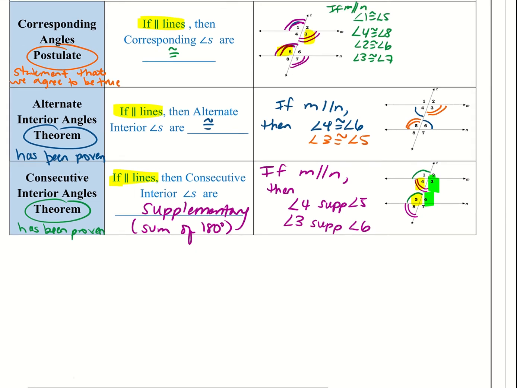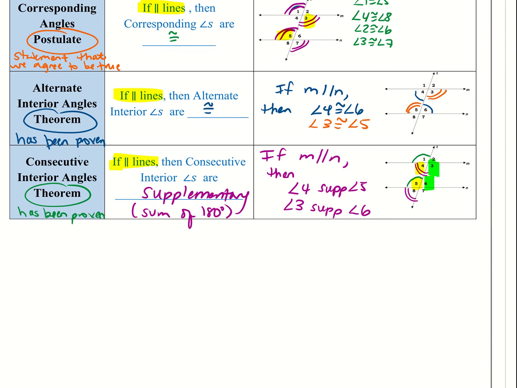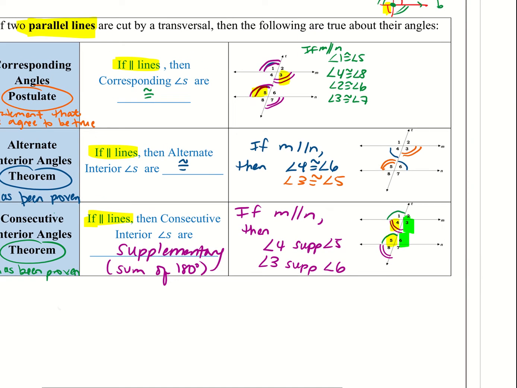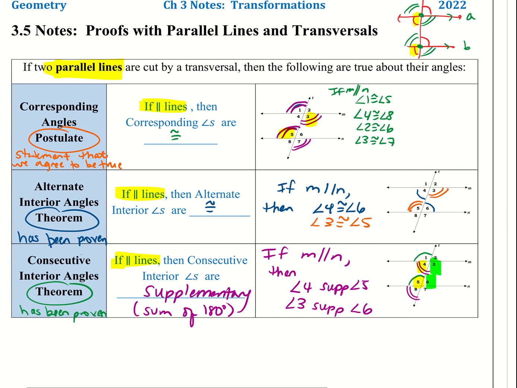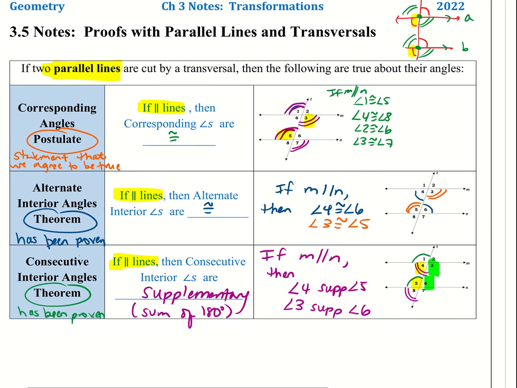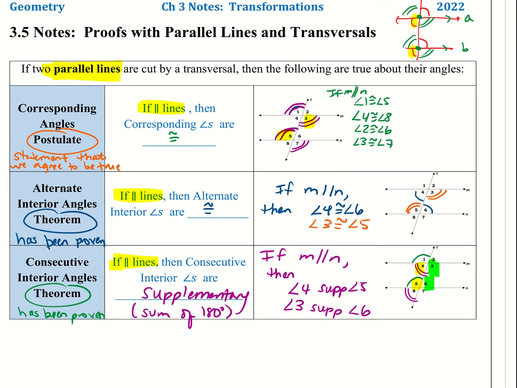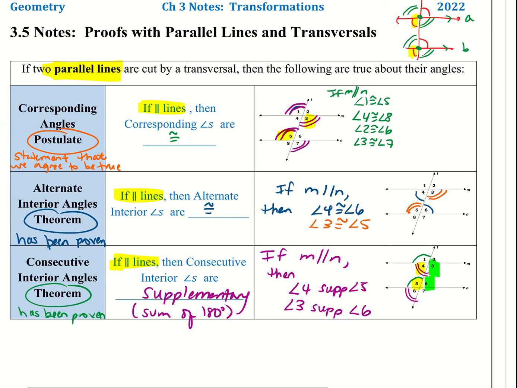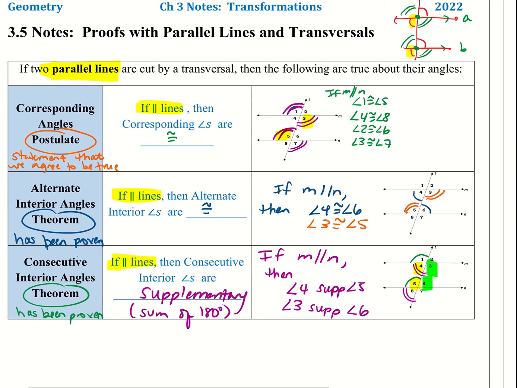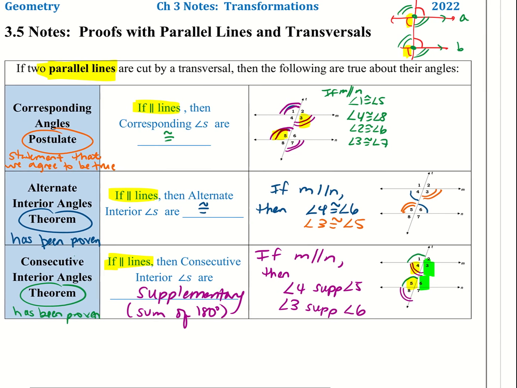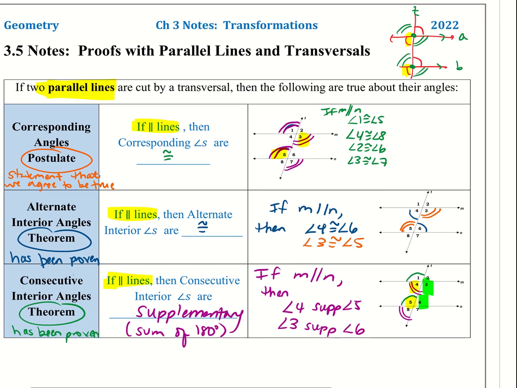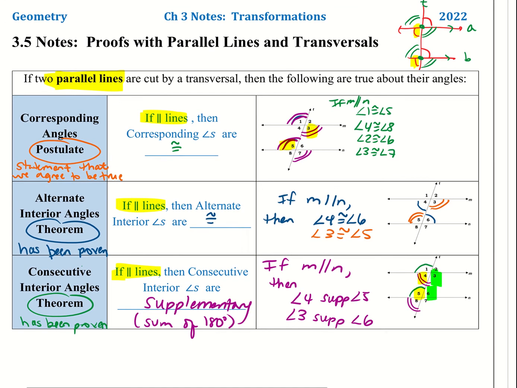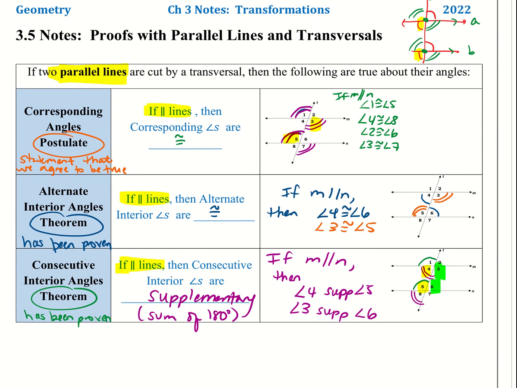Now there's actually 2 more theorems that go with parallel lines that we're not going to learn this year in this class, but if you're curious, one of them is that if you have parallel lines, alternate exterior angles are congruent. And then the last one is if you have parallel lines, the consecutive exterior angles are supplementary. They're not really covered in our course, but I do want to make sure you understand that there are other theorems outside of the postulate and the 2 theorems we're showing you here.